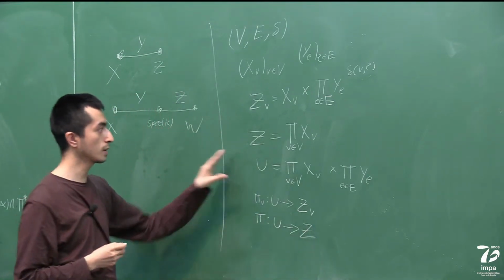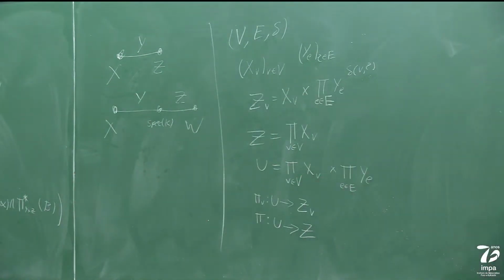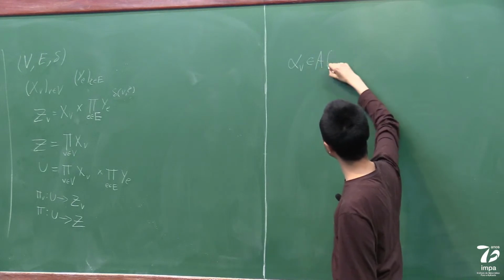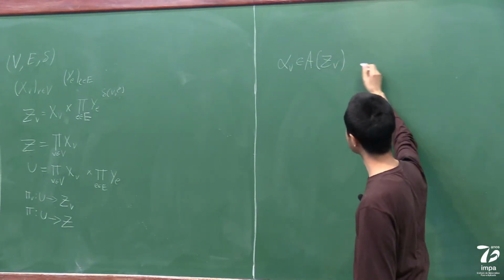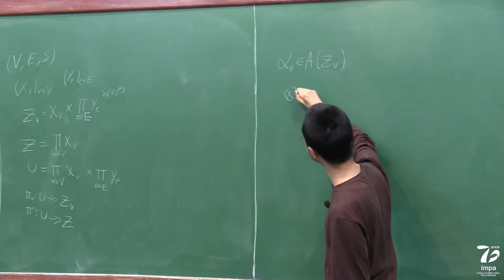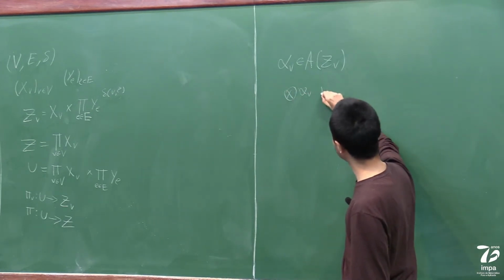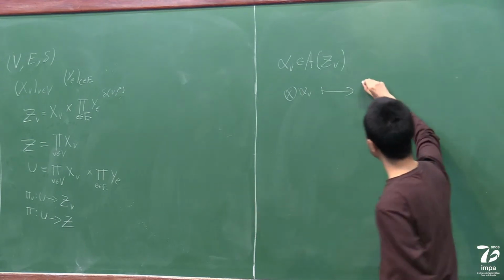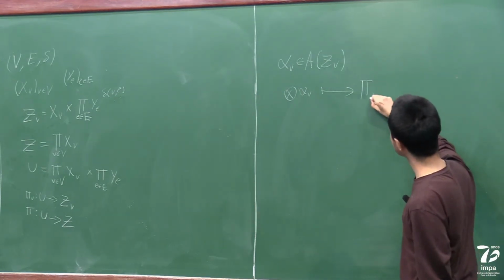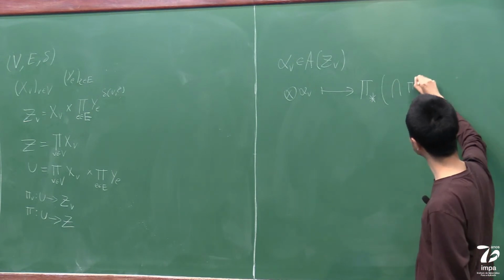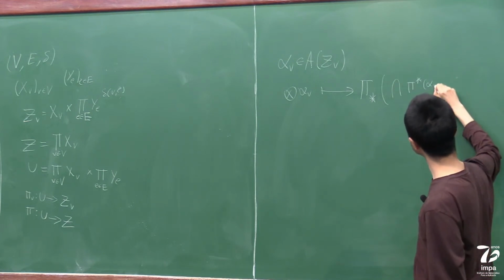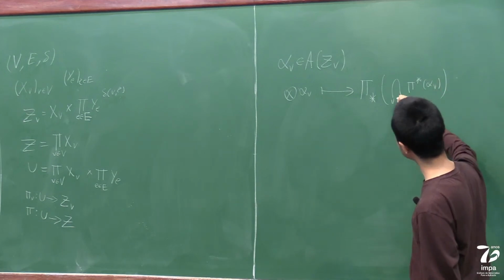So our construction will be, given some alphas, alpha_v in the Chow group of Z_v, we will associate to those, to the tensor product of all alpha_v's, the push forward via pi of the intersection of all pullbacks of alpha_v's, v in V.